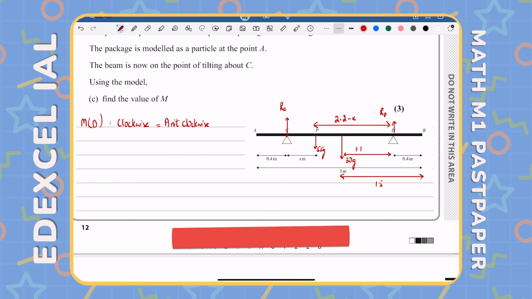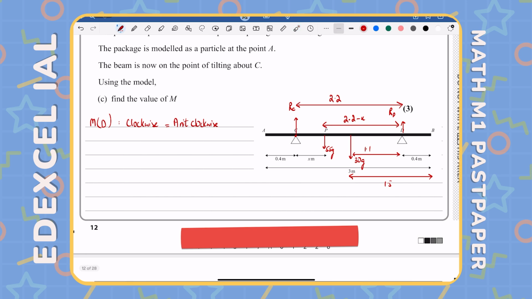Let's write that down. Okay, anything else that we need? Actually, we don't need 2.2. Yeah, we need 2.2 minus x, and this distance right here would be 2.2. And why will this be 2.2? This is 3. From 3, we get rid of 0.4 on both sides, and we're down to 2.2. Okay, I think we have enough information.